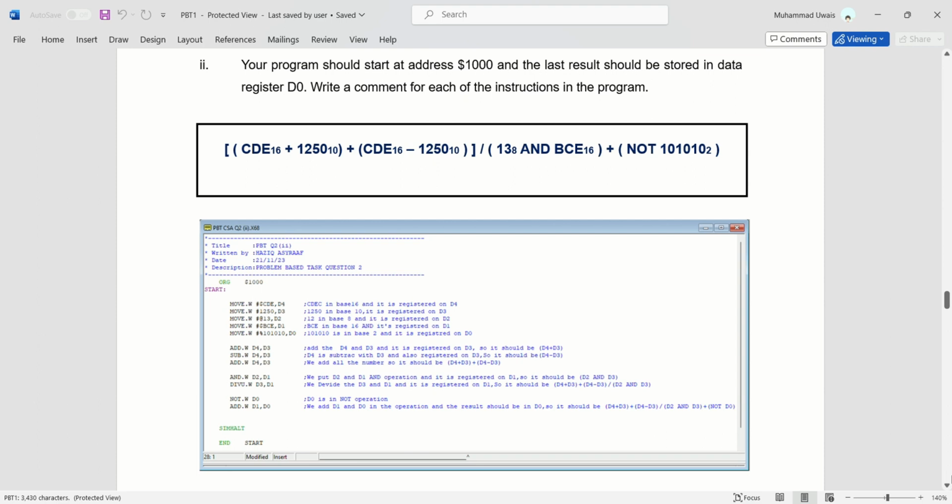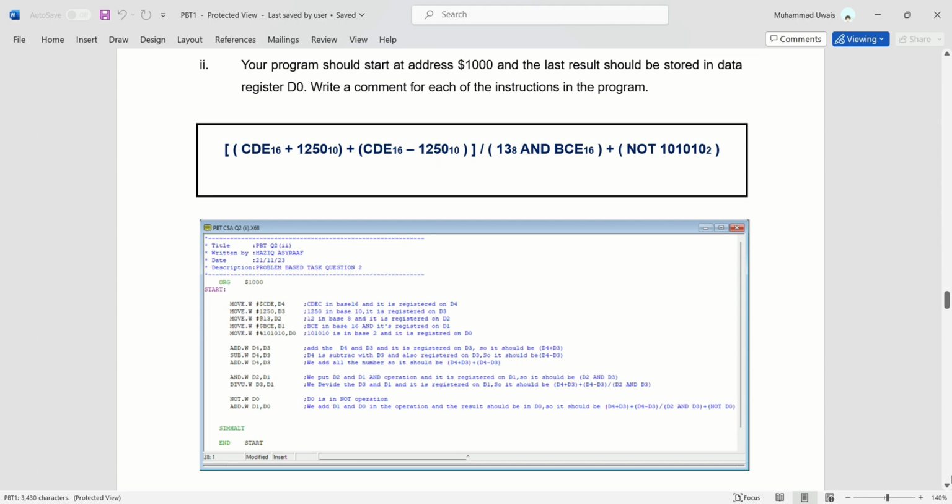Alright, for the calculation, add.w D4 D3. Add the D4 and the D3 is registered on D3, so it should be D4 plus D3. Sub.w D4 D3. D4 is subtracted with D3 and also registered on D3, so it should be D4 minus D3. Add.w D4 D3. We add all the numbers, so it should be D4 plus D3 plus D4 minus D3.